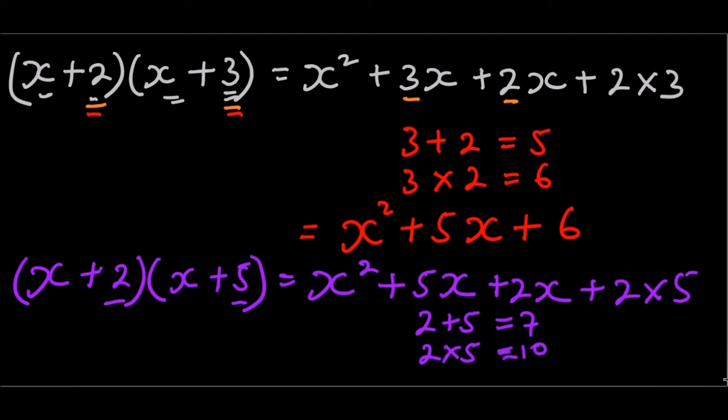So when you expand this, it gives you x squared plus 7x plus 10. You see now there is a relationship. If we want to reverse the process, we get two numbers such that when you add them, you get 7, and when you multiply them, you get 10. Let's do one more example, then we'll be able to factorize.